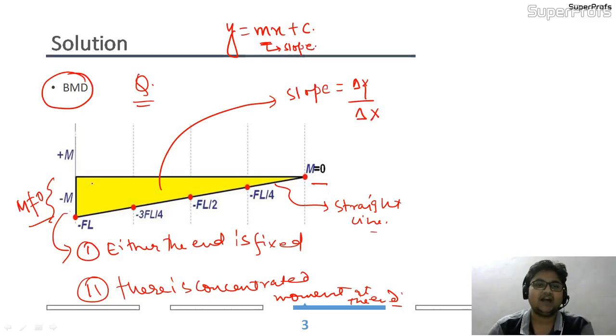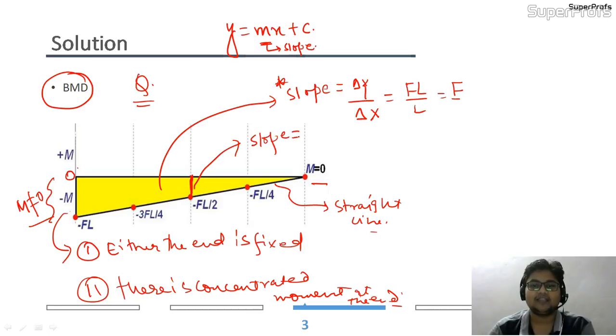So what is the change in y? This is my 0 point. Change in y is FL, and total length is L. So what is the shear force? That is, the slope that I am getting is F. It means that at each and every point, suppose I don't take the end point, I find a slope at this point. So what is the slope at this point? It will be the moment at this point, that is nothing but FL by 2, divided by L by 2, and again I am getting F. So at each and every point you are getting a constant shear force.